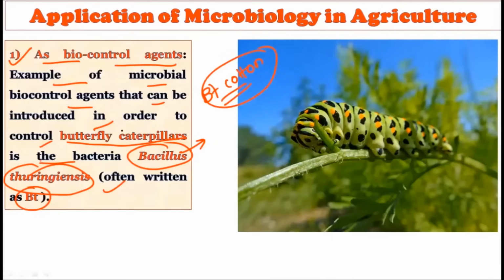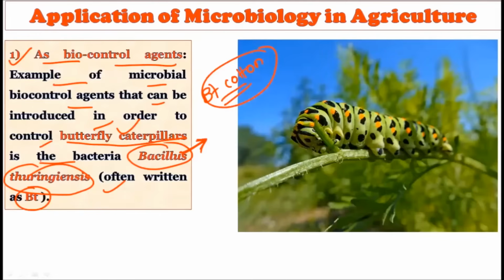To control the butterfly caterpillar, the bacterium Bacillus thuringiensis is used. Now as you know, Bacillus thuringiensis is a typical prokaryote. It's a bacterium, it's a microbe, and it is used to control the butterfly population in the agricultural field.